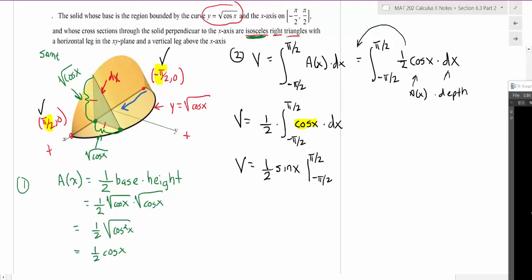Now you're ready to use the fundamental theorem. So we've got 1/2. I'm going to draw a bracket, and then we do the upper limit, evaluating pi over 2. So we're going to have sine of pi over 2 minus, and then the lower limit goes in, so sine of negative pi over 2, and we just work out the details.